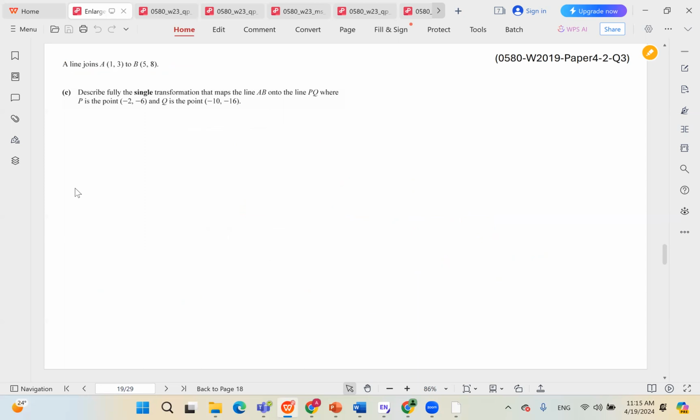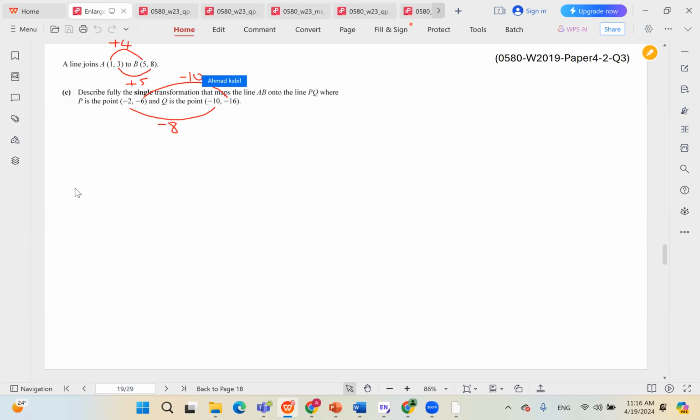Here we have AB and we have PQ, and we want the single transformation that maps the line AB onto the line PQ. Of course, here it's not immediately evident that this is an enlargement. However, if you notice here, to go from here to here, you add 4. To go from here to here, you add 5. And for the new points, go from -2 to -10, you're subtracting 8. And from -6 to -16, you're subtracting 10.